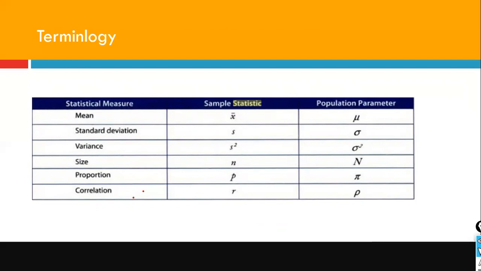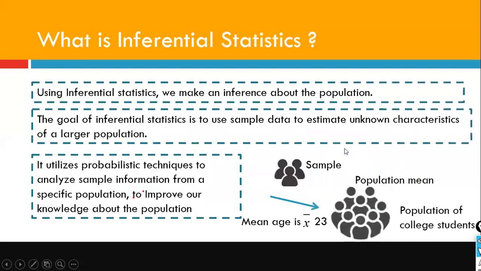Variance, s squared and sigma squared. The square root of s squared and the square root of sigma squared is your standard deviation. And size, for sample size, we use a notation called small n, whereas for the population we use capital N. And proportion, p and pi. Correlation, for a sample we use the notation r, and rho for the population. But at this moment, if you remember these three or four, that is more than sufficient.